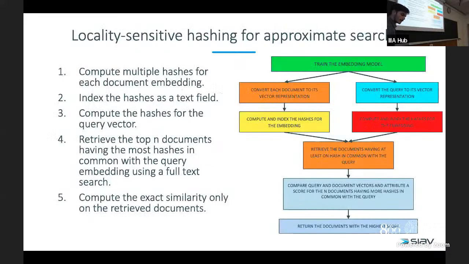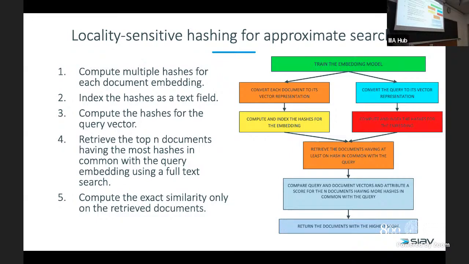So the way this translates to the pipeline of the query for Elasticsearch is you maintain the first two steps, which are to train the embedding model and convert the document to its embedding vector representation and the query to its vector representation. But here is the difference, where because you have to also compute the hashes for the embedding vector that you are indexing.